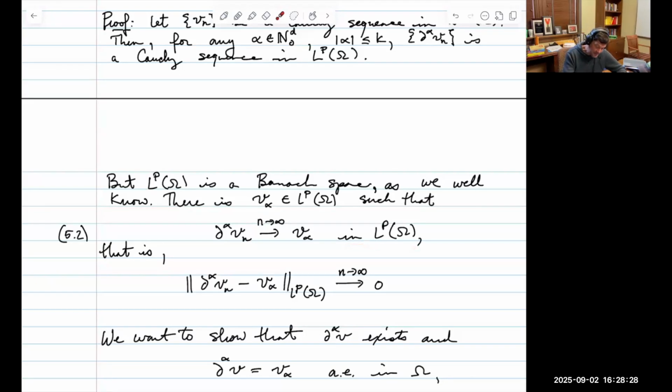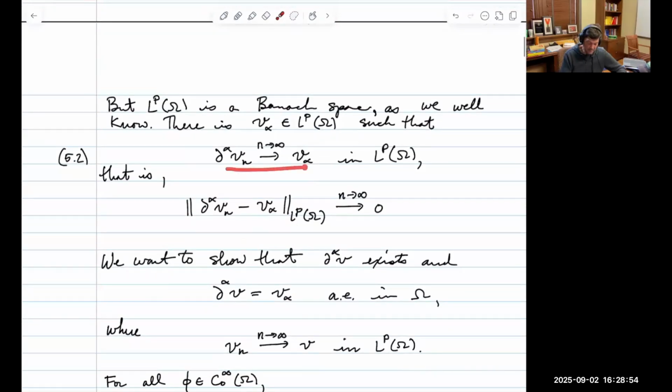So what that means is what we know is, oh, I was going to write it, but I've already got it written here. So this is what we mean by convergence in the space. The norm of the differences, which depends on n, converges as n goes to infinity to 0. That's what we mean by this convergence.